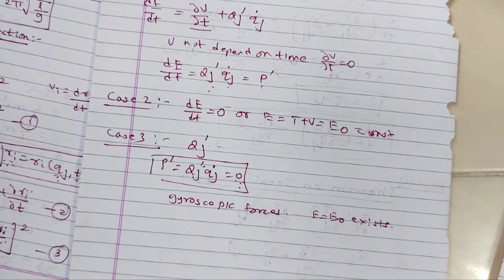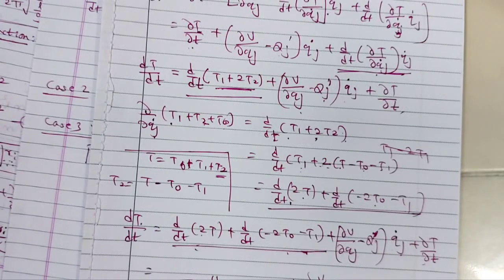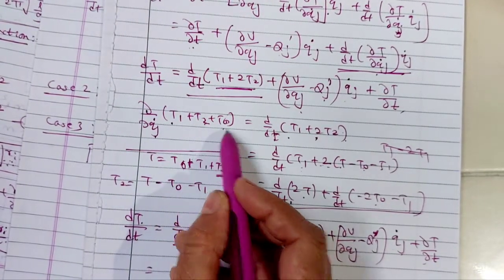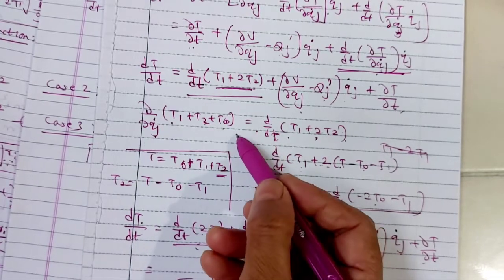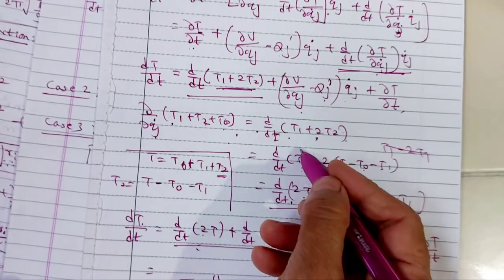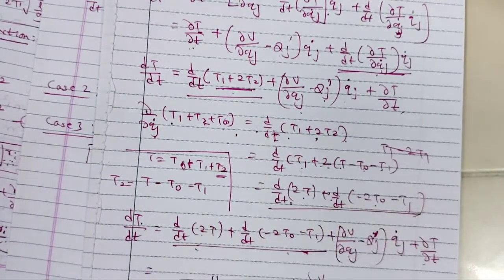To understand this derivation, you need to practice it. Why we wrote this T1 plus T2 plus T0 and so on, we know from what we discussed in the last lecture. Everything depends on the last lecture to understand what's happening here, and how I replaced these terms by these terms over here.